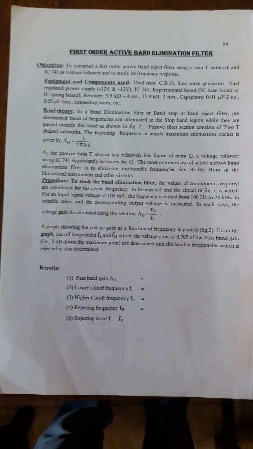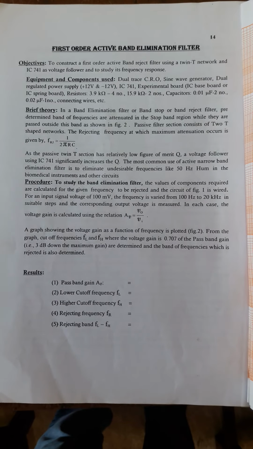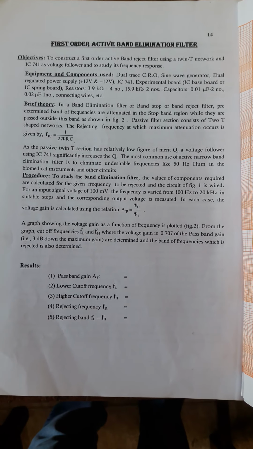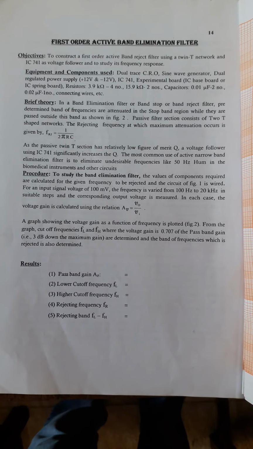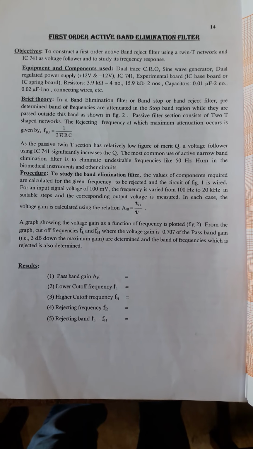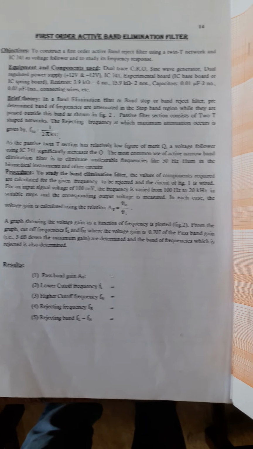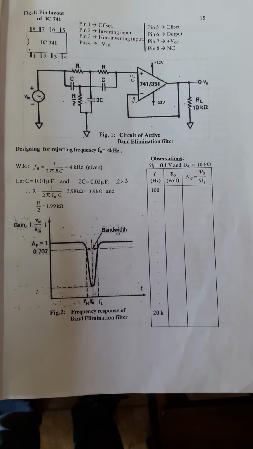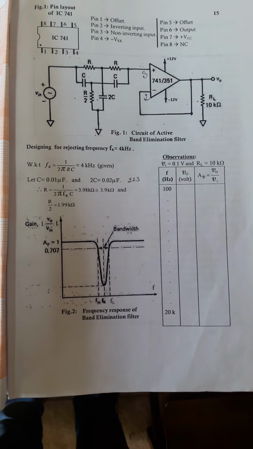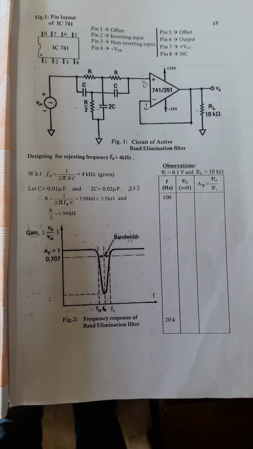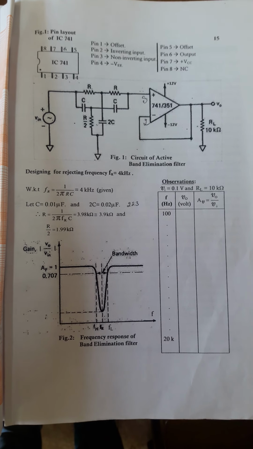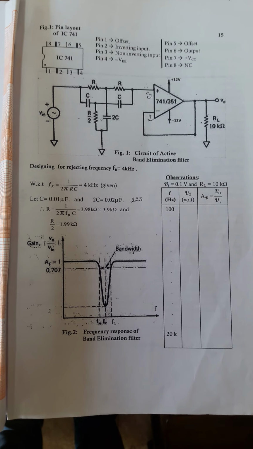So the aim of our experiment today is to construct a first order active band reject filter using a T network. In this T network we are using resistors and capacitors, and for the amplifier we use an IC voltage follower circuit, IC 741. So the experiment is to construct it and to study its frequency response.